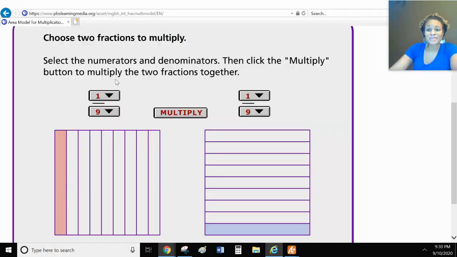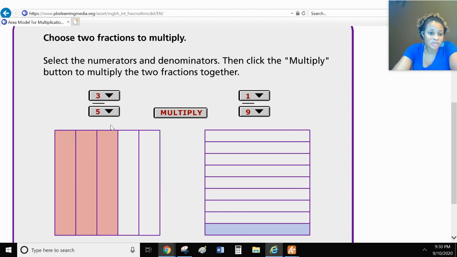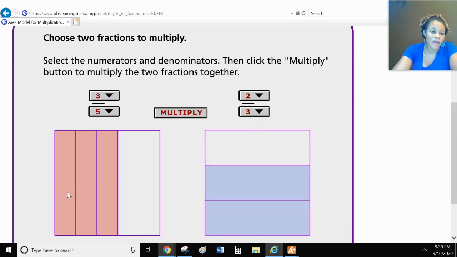All right, so here's a cool tool that we can use to help us show models when multiplying. So I'm going to practice with a couple of problems so you guys can see it. So let's jump in and try 3/5 and watch how it's changing as I'm changing the numbers, and 2/3. So I have 3 out of 5 shaded in red and 2 out of 3 in blue.